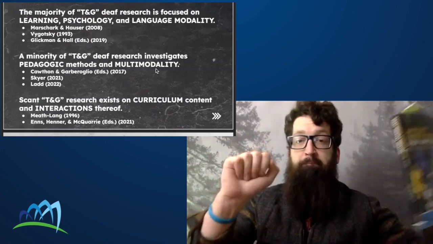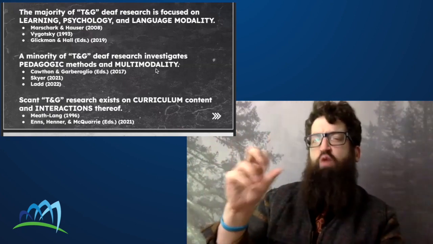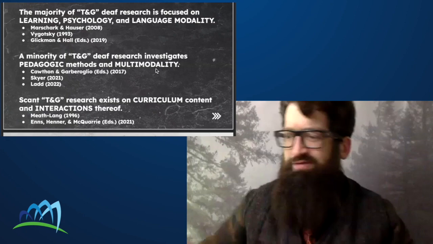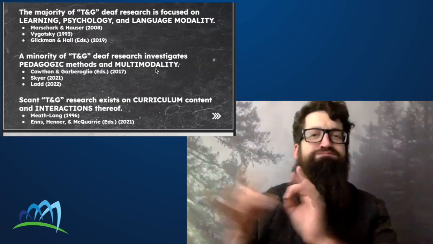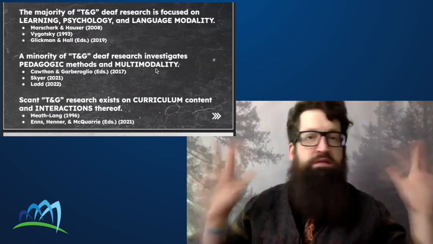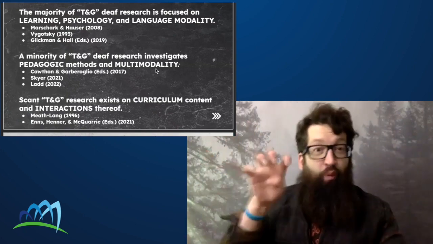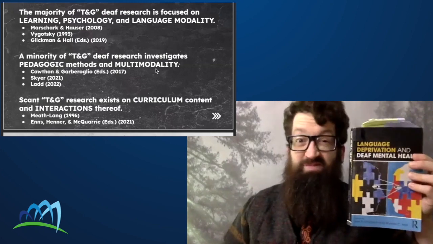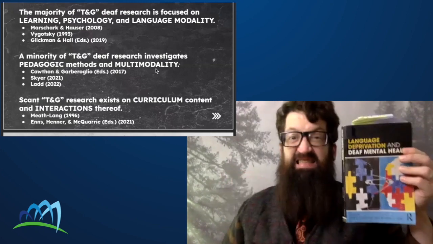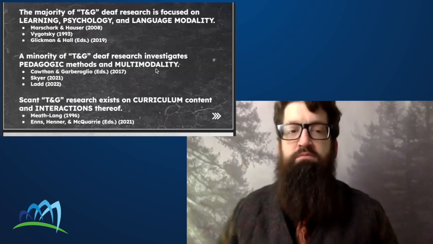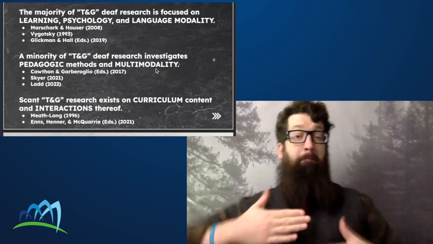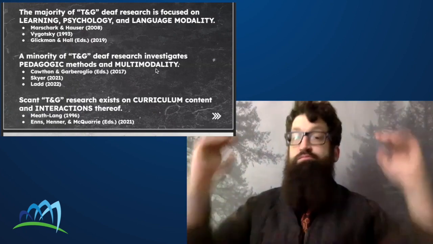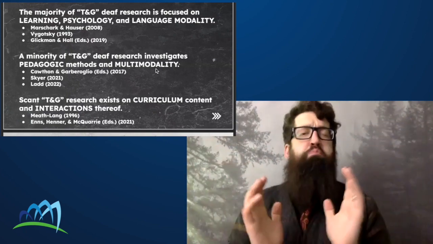Another text written by Glickman and Hall focuses on language deprivation. It's very interesting. Vygotsky's text only spoke about curriculum twice. It's a 400-page text, and there's two sentences on curriculum. That's all. And then you have this language deprivation and deaf mental health. It does not mention deaf curriculum at all. Clearly, there are some differences. And you can see how development of curriculum proceeds here.